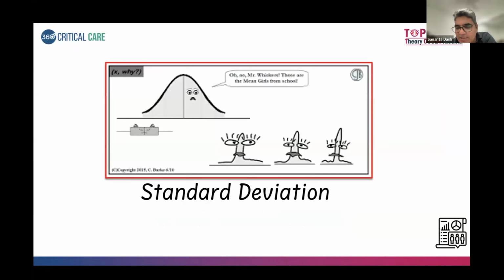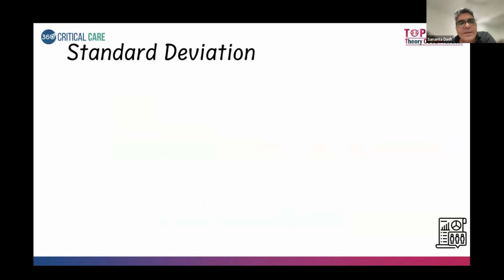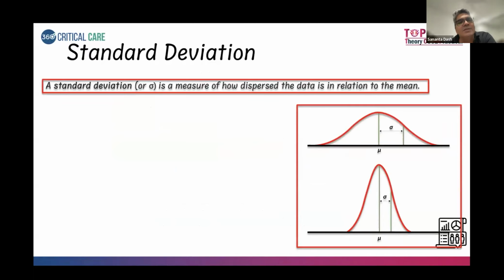Now let's talk about the standard deviation. Again, it is basic statistics. This can be a straightforward question in the exam. Standard deviation, or the sigma, is a measure of how dispersed the data is in relation to the mean. So if you look at a distribution graph of the data, the population mean is represented as mu, and this sigma represents standard deviation.